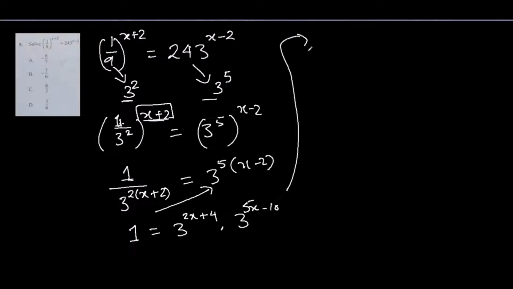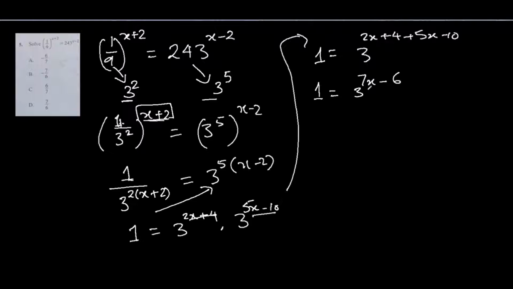Alright, now we'll use some exponential law again, where 1 will stay 1, but 3 has the same base, so the exponents will add up. So 2x plus 4 plus 5x minus 10. So 1 equal to 3 to the power 7x minus 6.